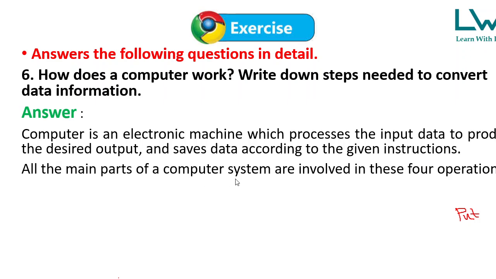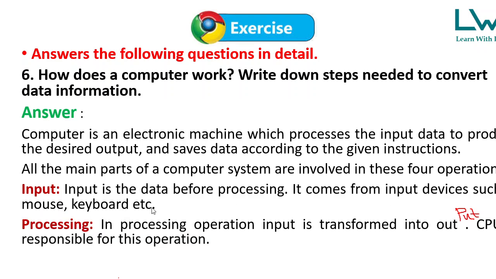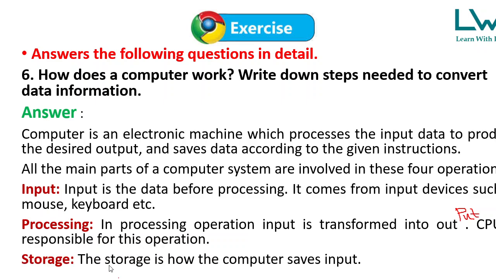All the main parts of a computer system are involved in these four operations. First one is input. Input is the data before processing. It comes from input devices such as mouse, keyboard, etc. Processing. In processing operation, input is transformed into output. CPU is responsible for this operation. Storage. The storage is how the computer saves input. Output. Output is the final result of the data processing.